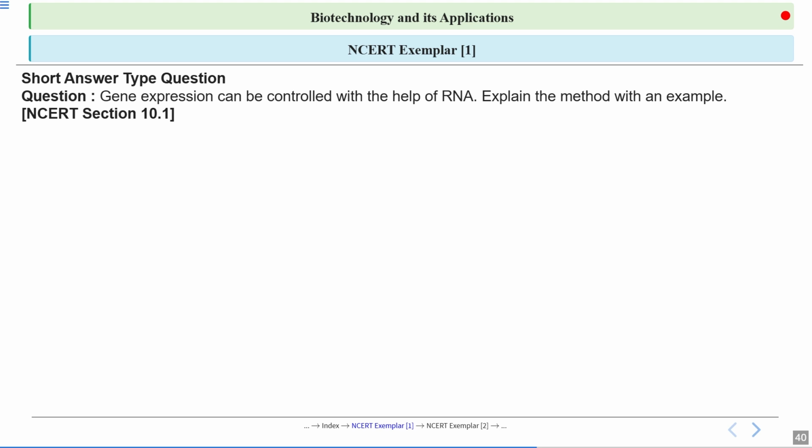Now we come to a short answer type question, from NCERT Exemplar question 1. The question says that gene expression can be controlled with the help of RNA. Explain the method with an example. This is from NCERT section 10.1. So the question is simply saying that we can control gene expression with the help of RNA, and we have to explain the method with examples.